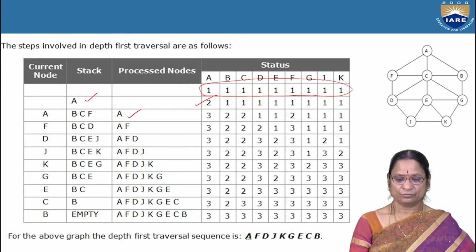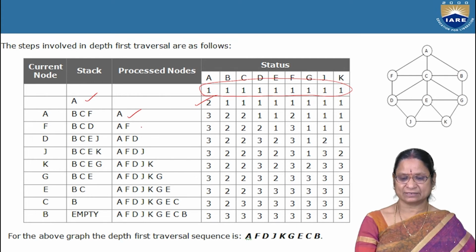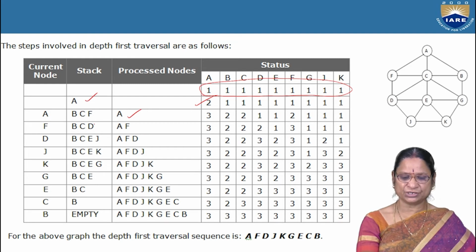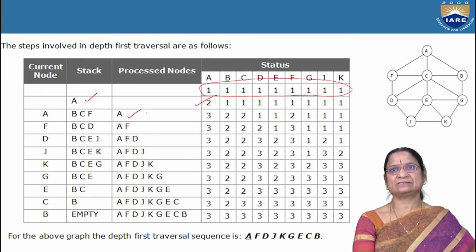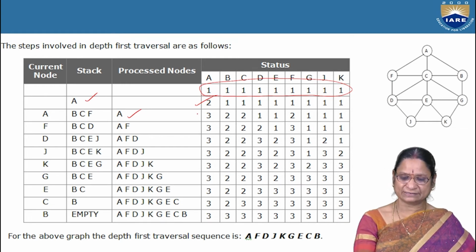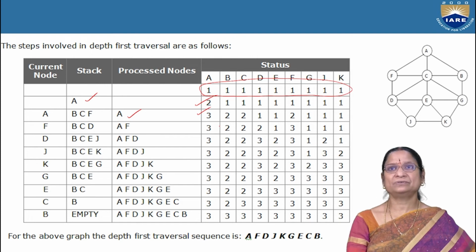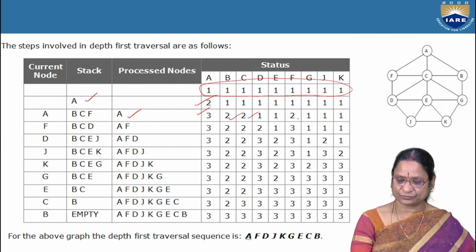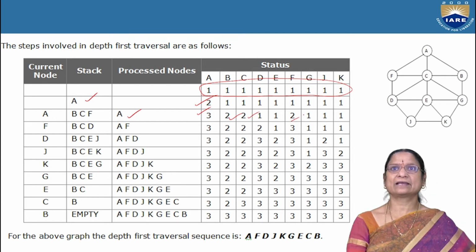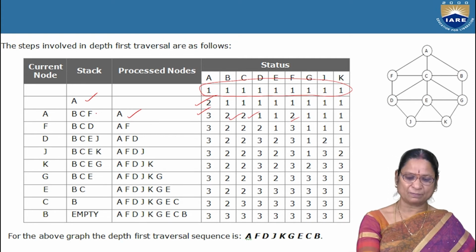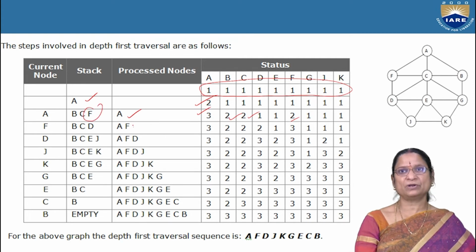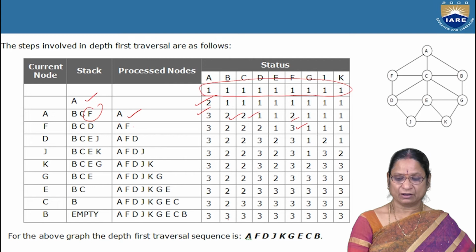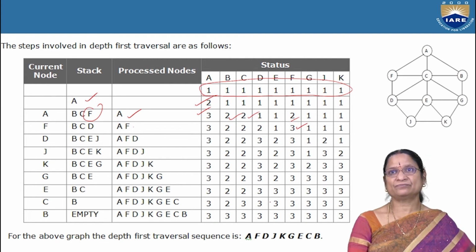Now we have to pop out from stack and process. So I process the node; adjacent are B, C, F. Those are pushed into stack, and we process node A. Status of node A is 3, and the adjacent nodes of A, B, C, F, are pushed into stack. You observe these B, C, F are changed to 2. Then we pop out from the stack, and F is popped out, outputted. So F status is changed to 3, and all adjacency values of F are considered.